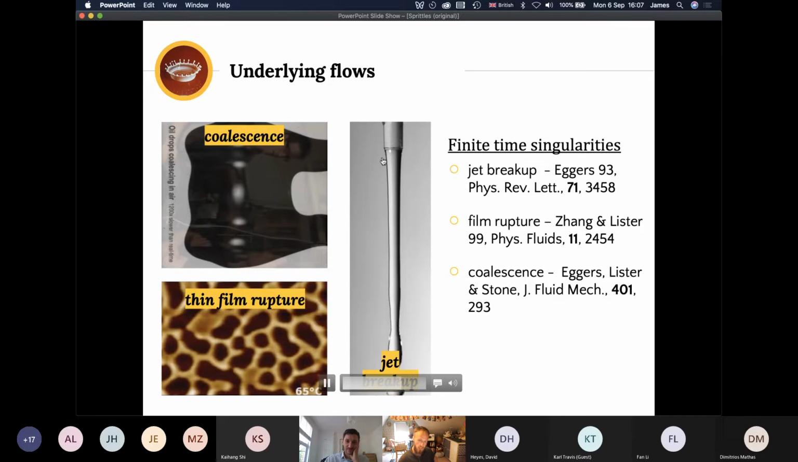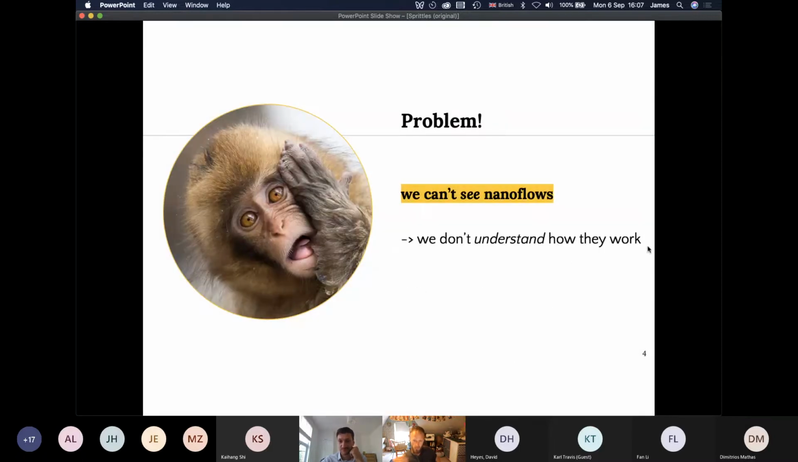And an obvious thing to say is, well, why don't we just do experiments? So the point here is that these are on millimeter scales. And if we're interested in nanoflows and nano drop dynamics, for example, we can't see them. So to be a little bit more careful, we can often see spatially using AFM or SEM or these kinds of techniques, but we can't simultaneously resolve the temporal and spatial scales.